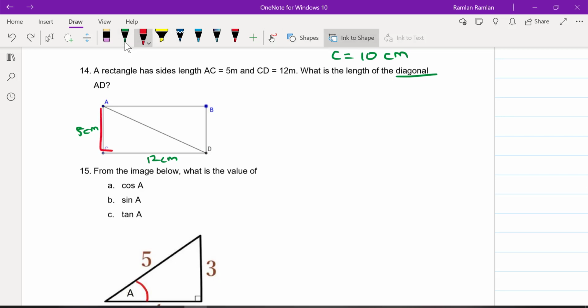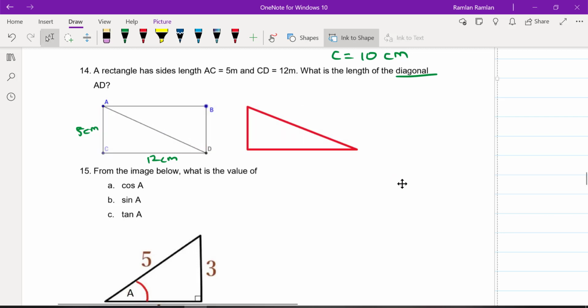Because we know that a rectangle has right angles, the angles in here are going to be 90 degrees. This is 90, this is 90, this is 90, right? Which means that this is going to be a right angle triangle. And here, we're focusing on this triangle over here.